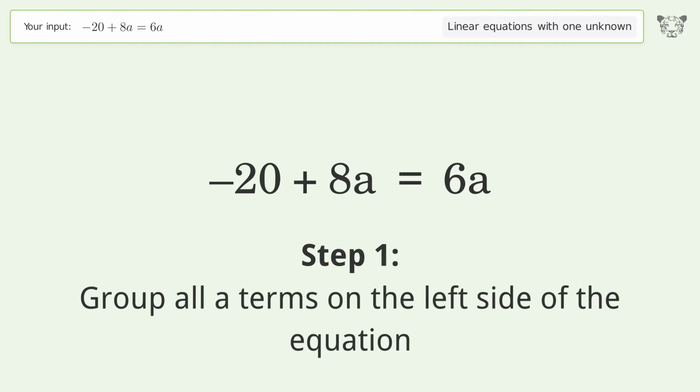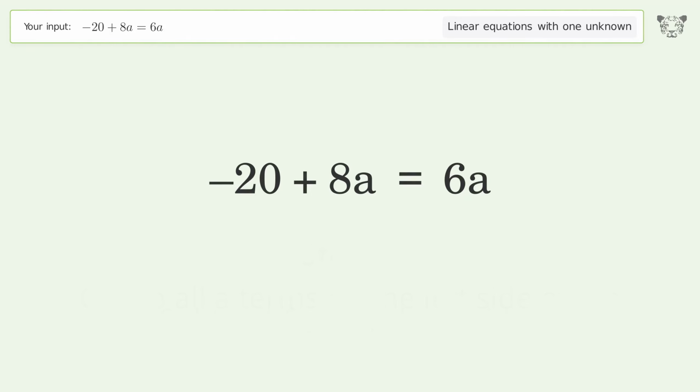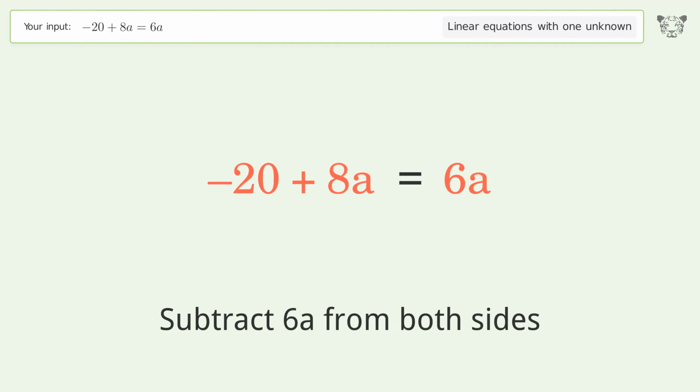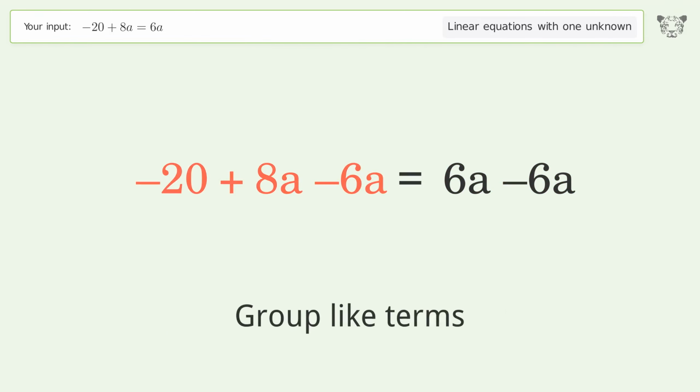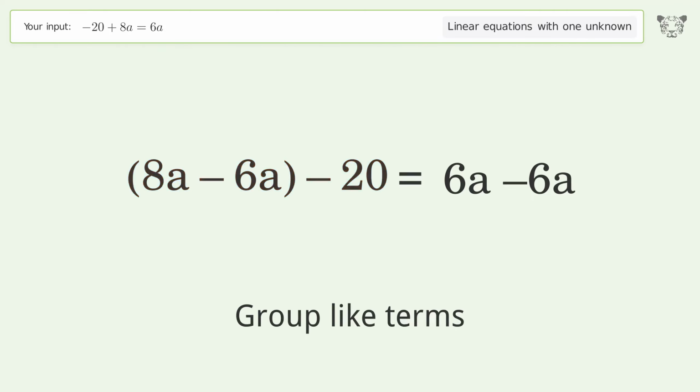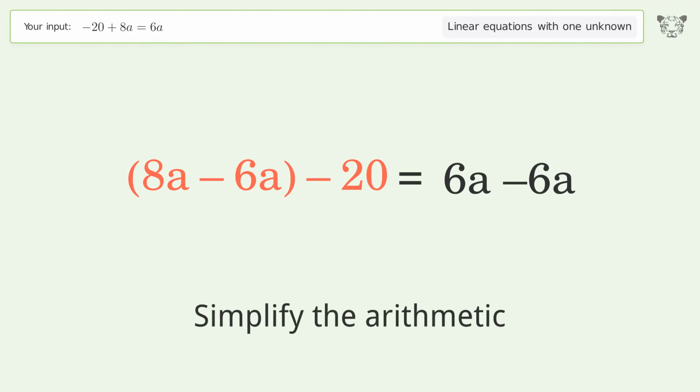Group all a terms on the left side of the equation. Subtract 6a from both sides. Group like terms. Simplify the arithmetic.